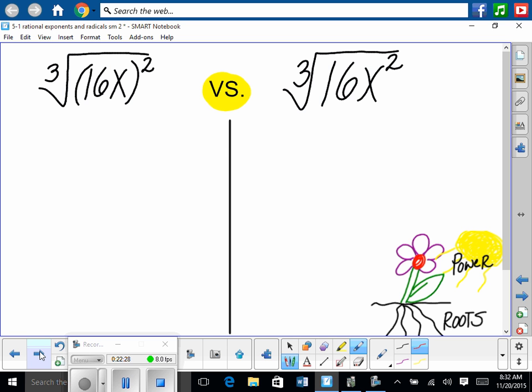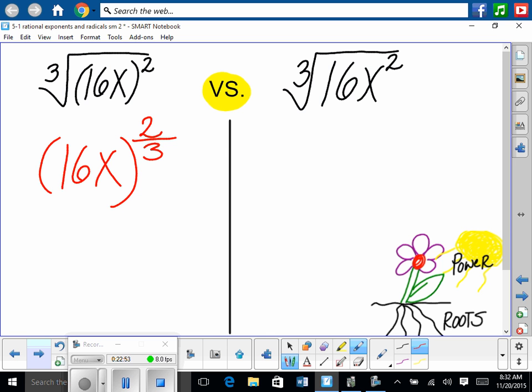So this one's the easy one. Are they both raised to the 2nd power? Are they both under the same root? They sit under the same root. So we can write it easily. They're both 16 and x, and they're both raised to the 2nd power, so powers go on top, and they're both under the same root, and roots go on bottom. So this is the easy one, right?